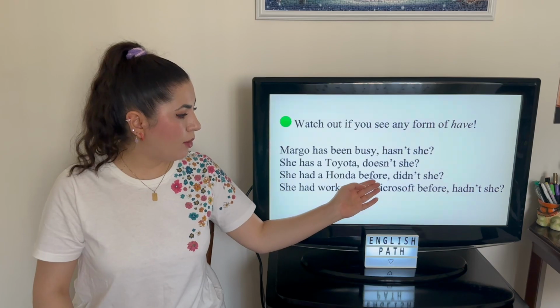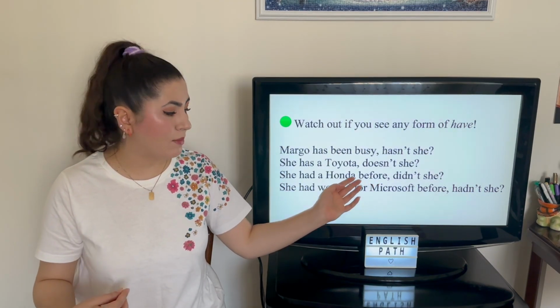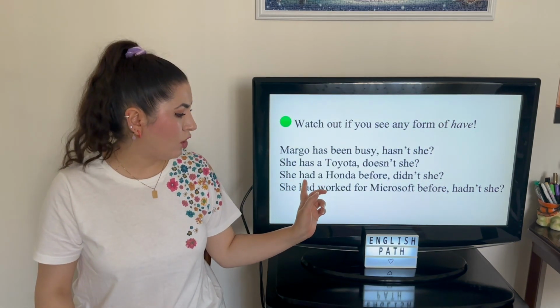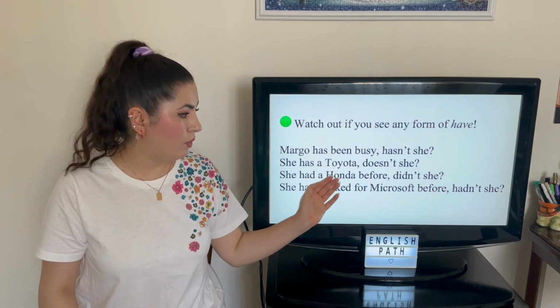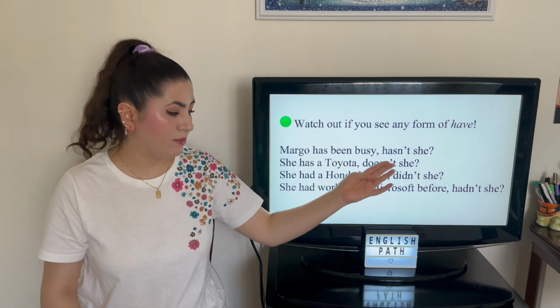She had a Honda before. Again, it's talking about possession. It's about owning something. It's a main verb. So we have to use the correct form of do. And our verb is in the simple past tense, so we have to say, didn't she? She had a Honda before, didn't she?